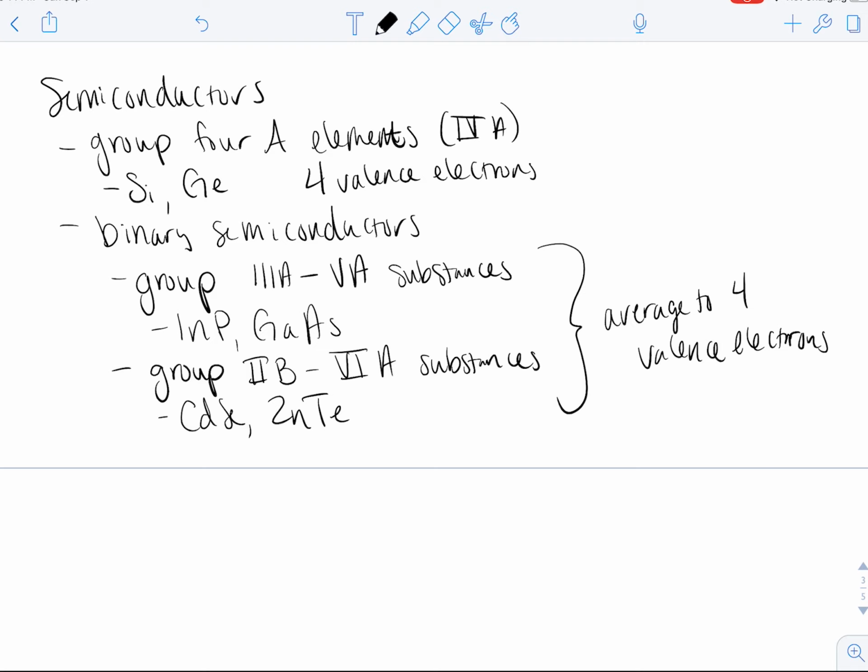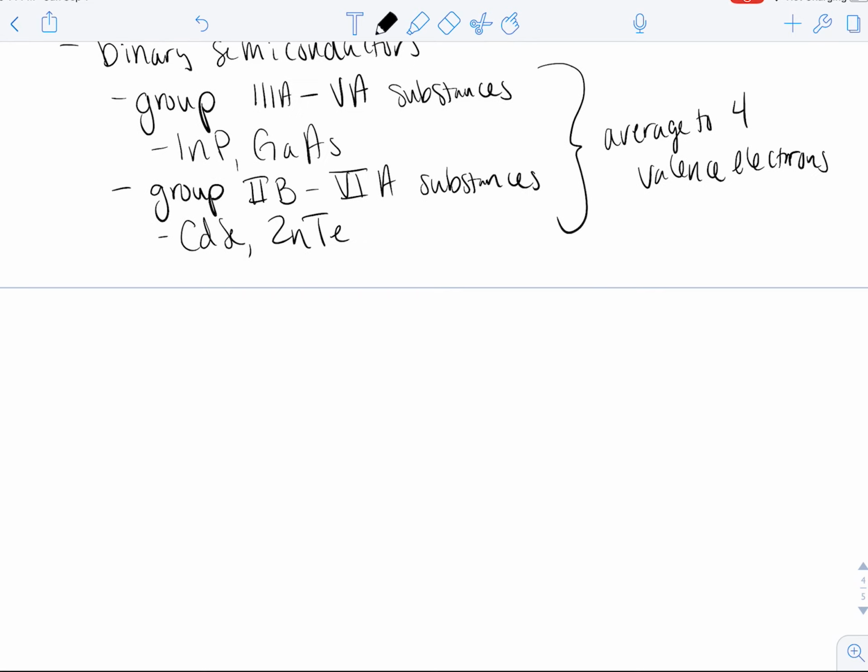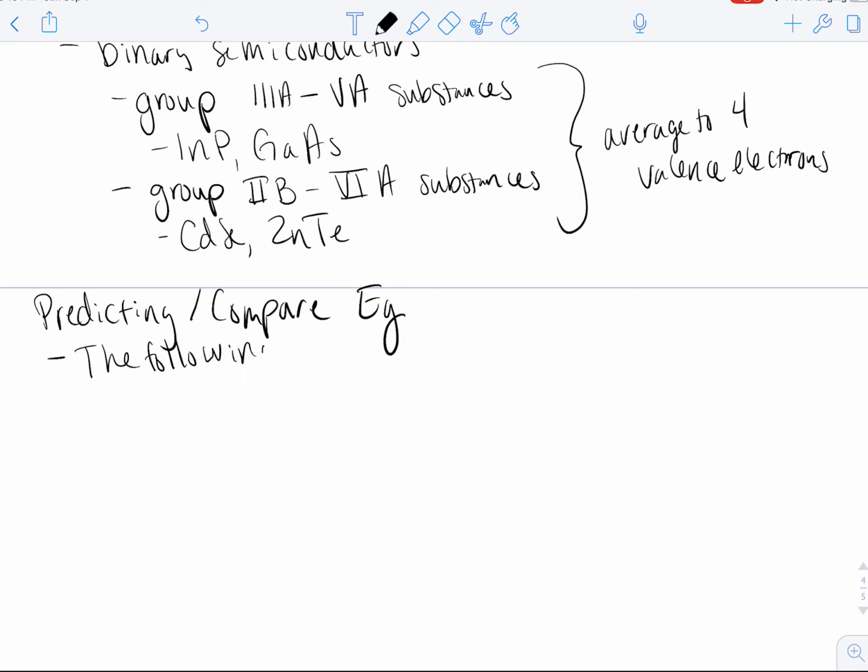Okay, so once we have our semiconductor, we can kind of predict the relative band gap, or compare substances to determine which one's going to have a larger band gap. So we can predict or compare our band gaps. We generally look at what's going to increase the band gap. So the following conditions will result in a band gap increase. So, first thing, elements that are higher up on the periodic table are going to have a greater band gap than things lower in the periodic table.